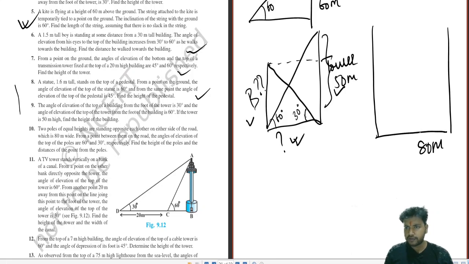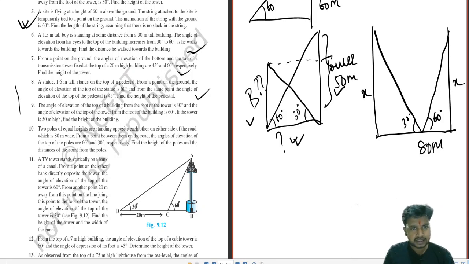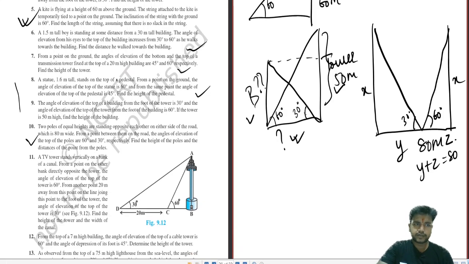Now, if you are careful enough, the point which is near to the pole will have a greater angle than the point which is far from the pole. So this will be 30 degrees. I think so. The two angles are 60 degrees and 30 degrees. Find the height of the poles. We have to find this. Obviously this and this are the same, so we will write it as x. And the distance of the point from the poles means we have to find this also, y and z. That means y plus z is 80. Okay. So use your common sense to solve this sum also. So we have solved up to sum number 10 till now.